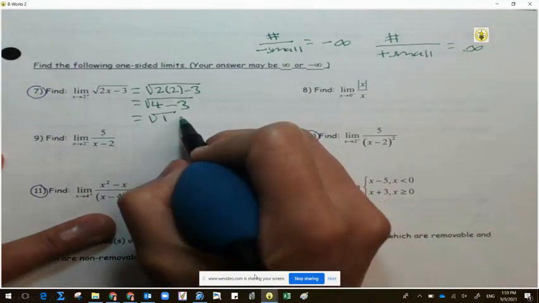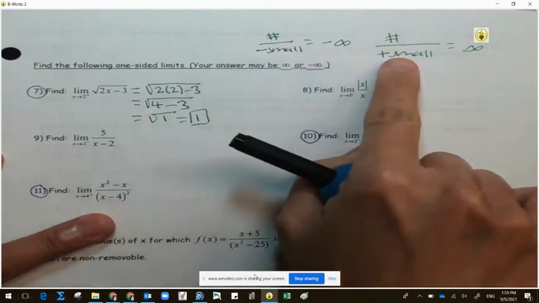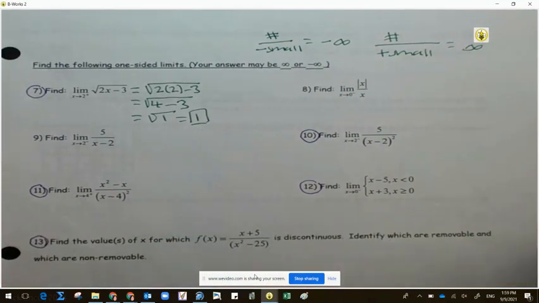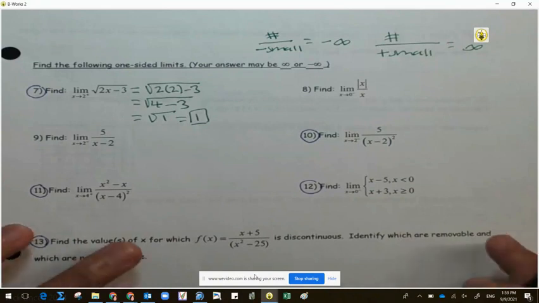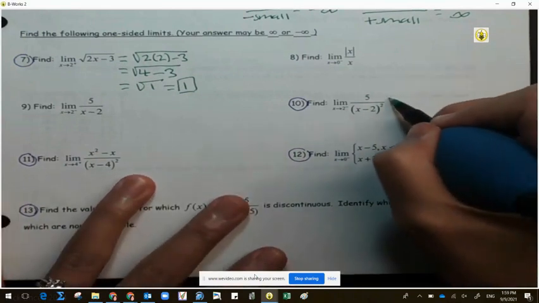Square root of 1, how many is square root of 1? 1. And this does not apply this rule or that rule, so it is reaching some number. So then number 10 is actually going to apply our rule on the top. On number 10, go ahead and plug it in, and you'll realize it's going to say, oh, I'll just plug it in with you guys.